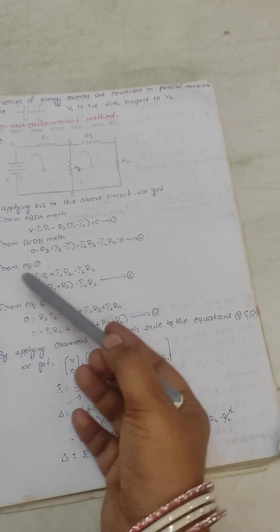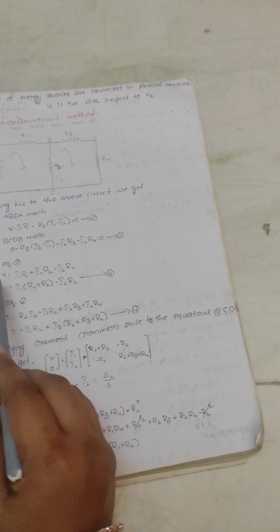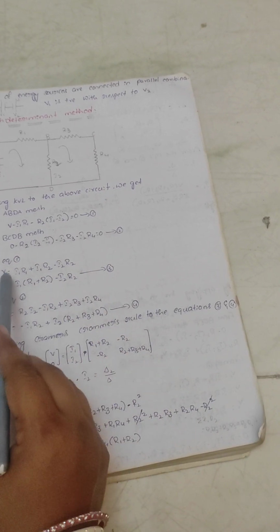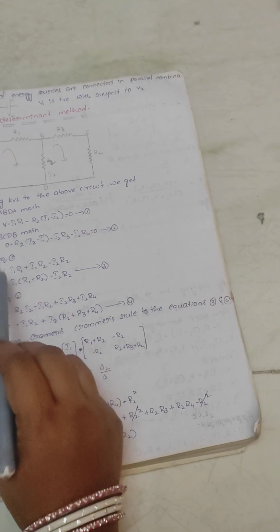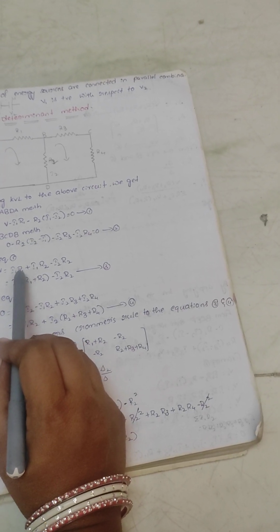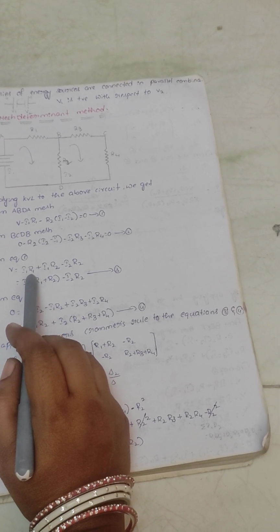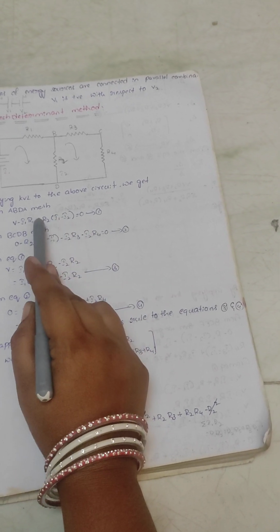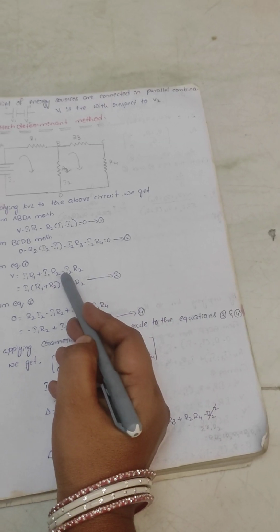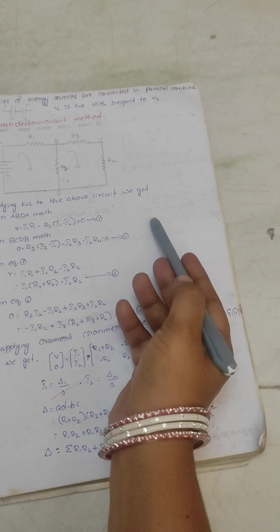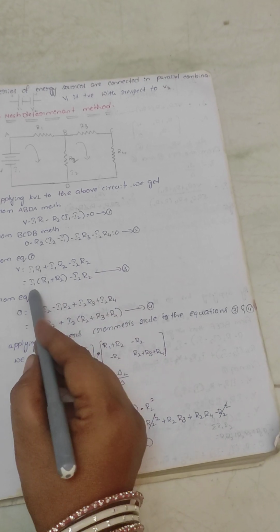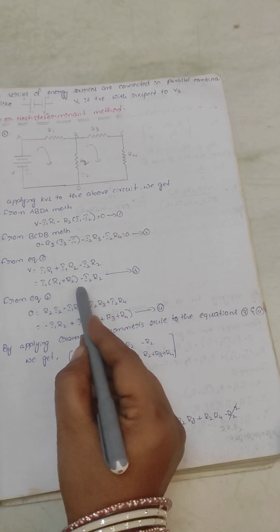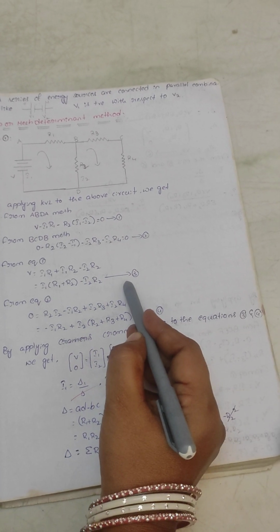First of all, let's solve the equations. From equation 1, we take V on the LHS and all the components on the RHS. V is equal to I1 R1 plus I1 R2, since minus into minus becomes plus, and minus I2 R2. Taking I1 as common, that is I1 (R1 plus R2) minus I2 R2. This is equation 3.